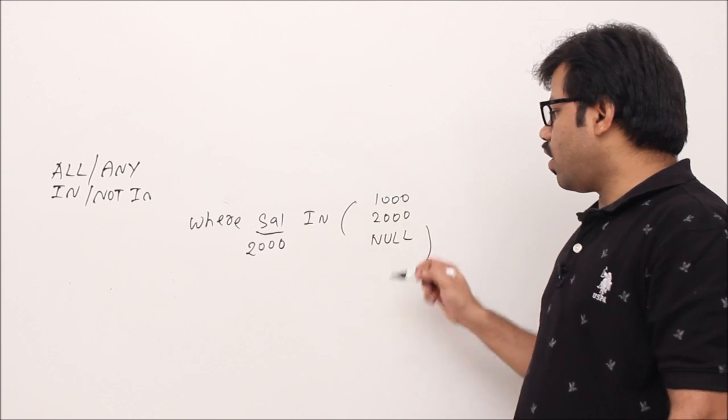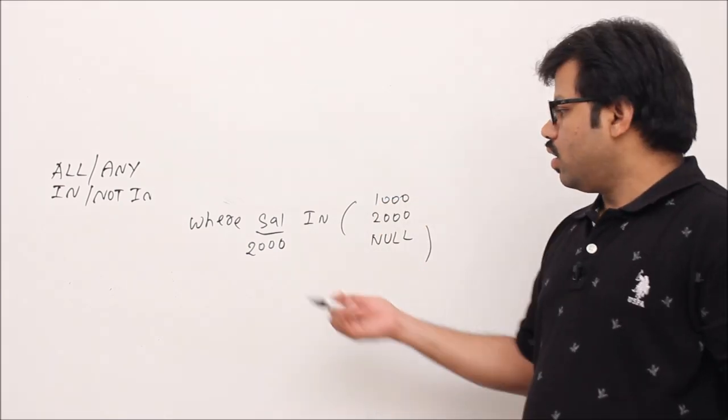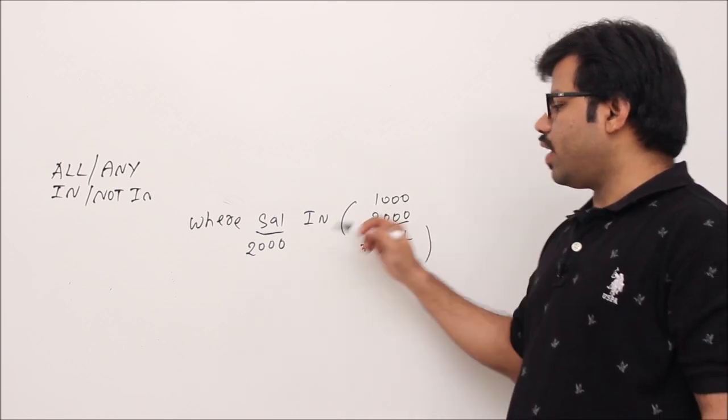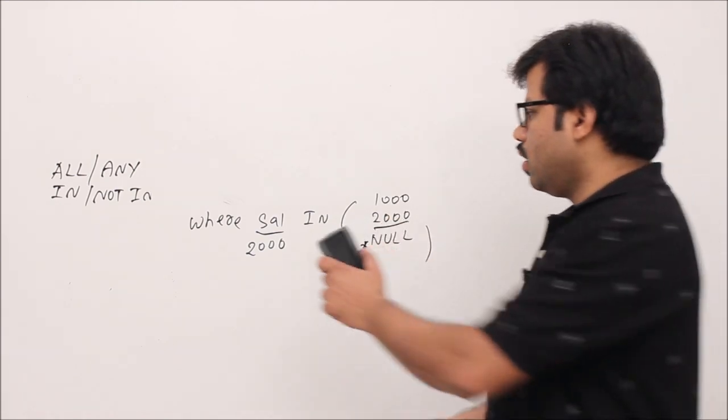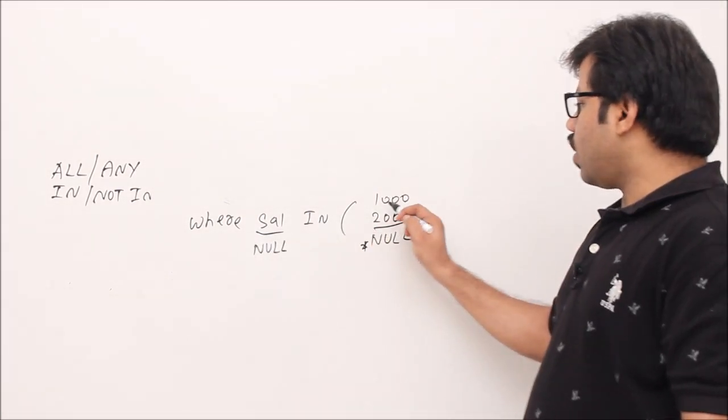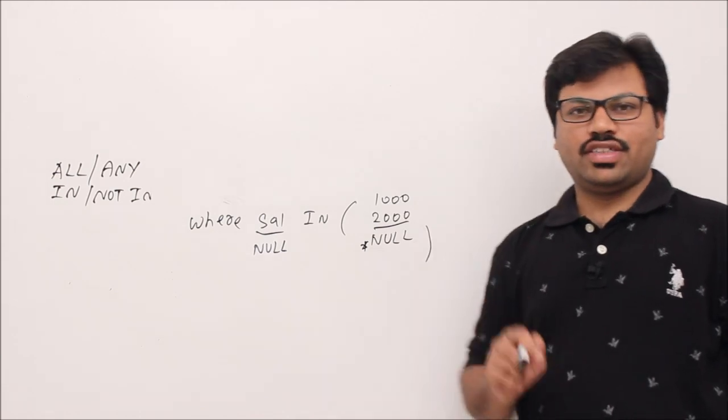Is 2000 in 1000, 2000, null? Yes, 2000 is in this one, right? So even in the presence of null values, this query evaluates to true. Correct. Now what if this salary is null? So null in 2000, 2000, null, that is the question.